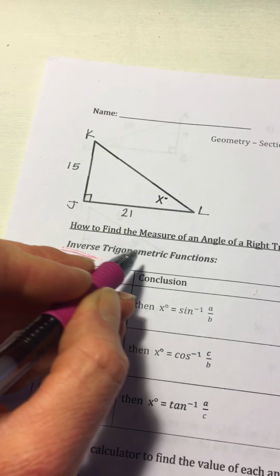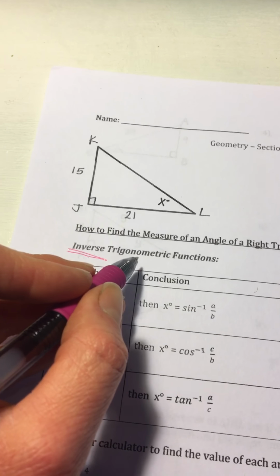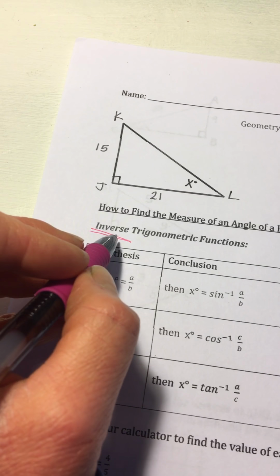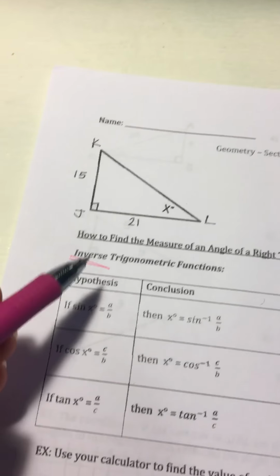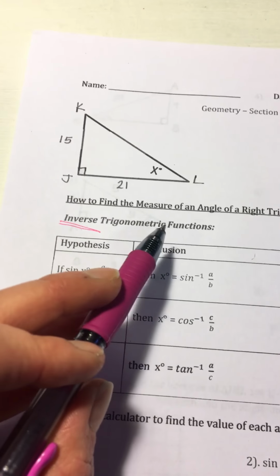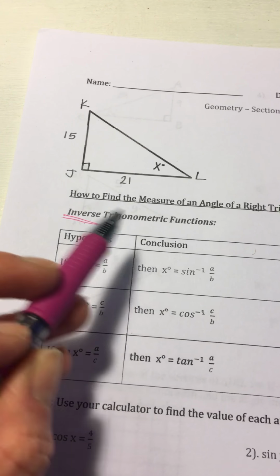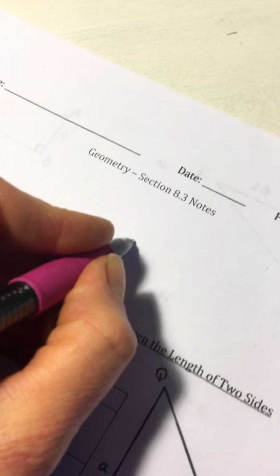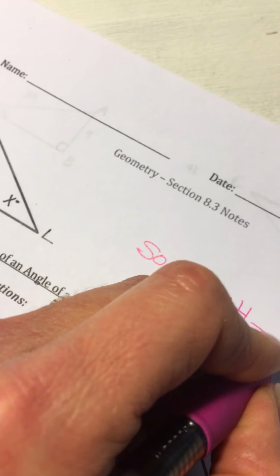And inverse trig functions, you can think of it kind of as just like division is the opposite of multiplication. It undoes multiplication. Subtraction undoes addition. Well, inverse trig functions undo normal trig functions. You're going to use the same exact ratios. So I'm going to write up at the top here again, SOHCAHTOA, so we don't forget.